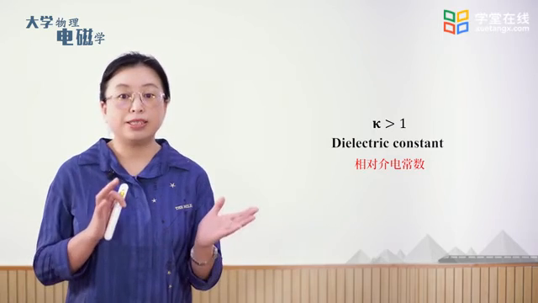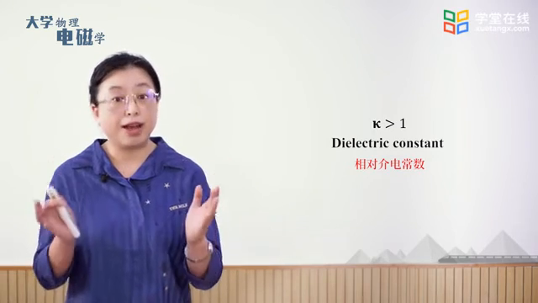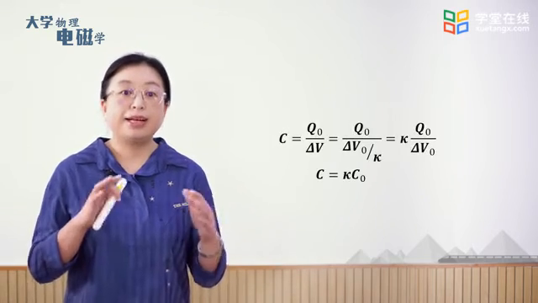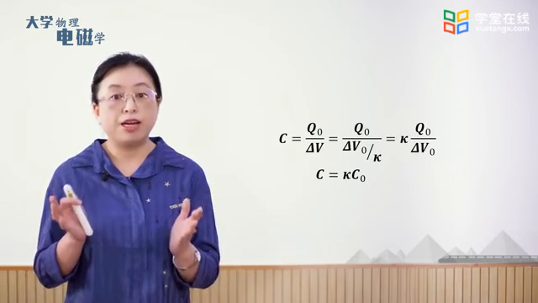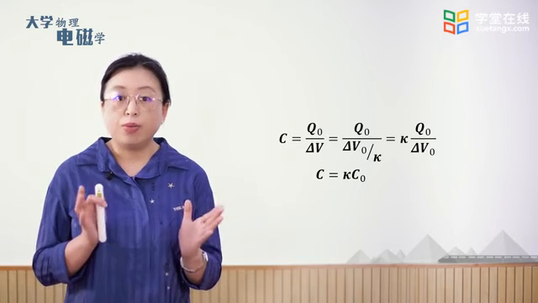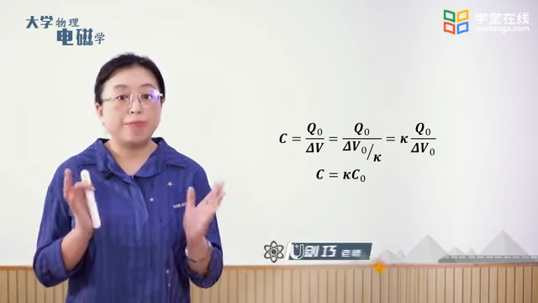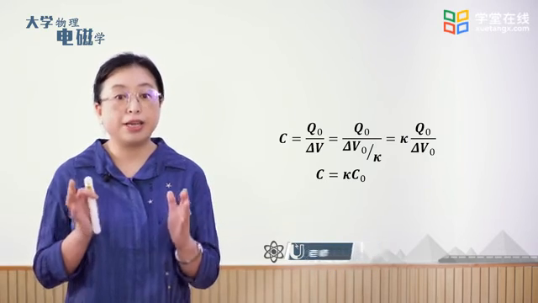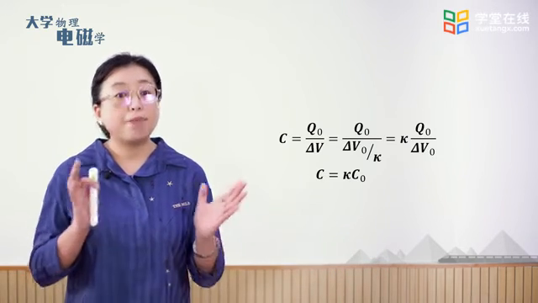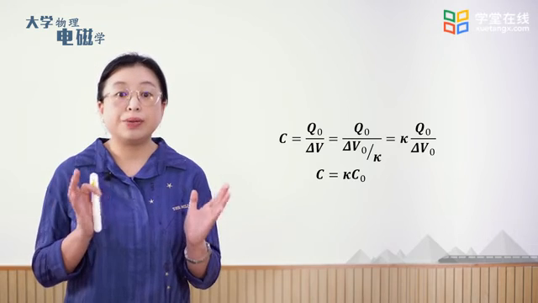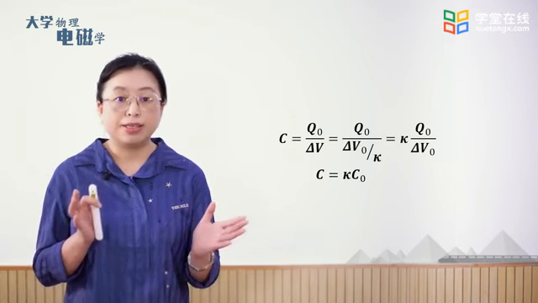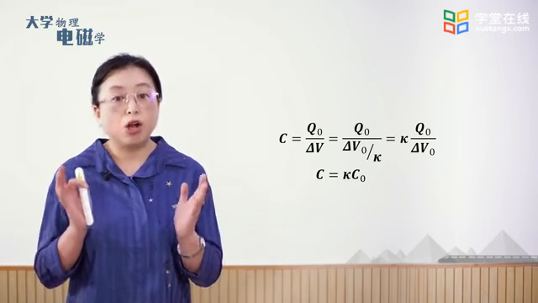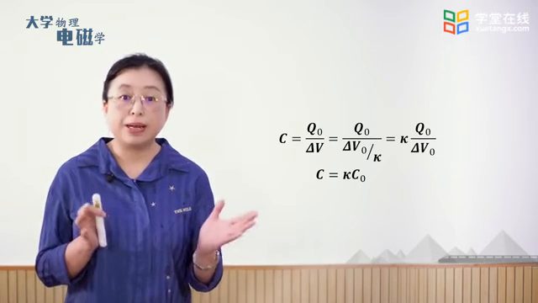The dielectric constant varies from one material to another. From the definition of capacitance, we substitute delta V by delta V0 over kappa. The capacitance C with the dielectric equals kappa times C0, considering the charge Q0 on the capacitor stays constant. Since kappa is larger than 1, C is increased with a dielectric. Thus, the capacitance increases by the factor kappa when the dielectric completely fills the region between the plates.